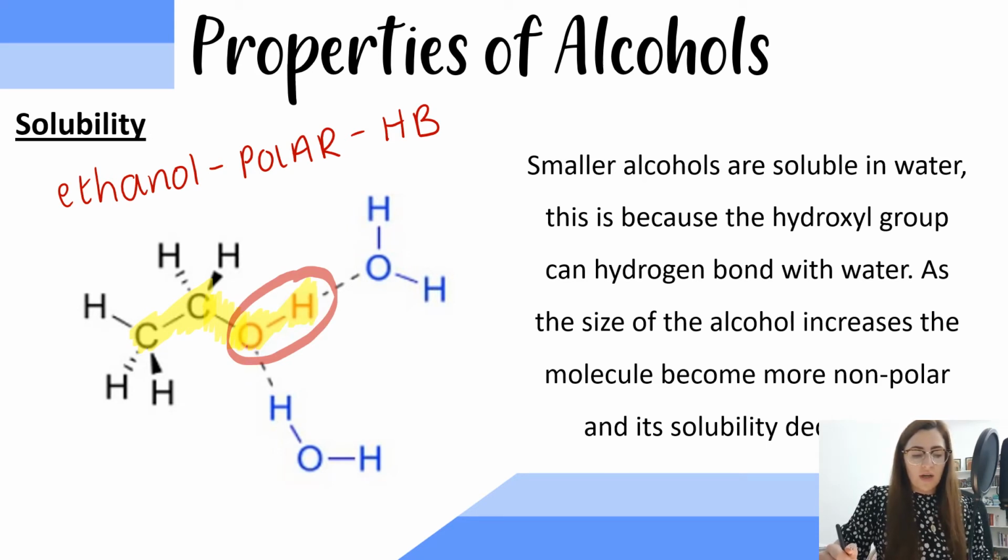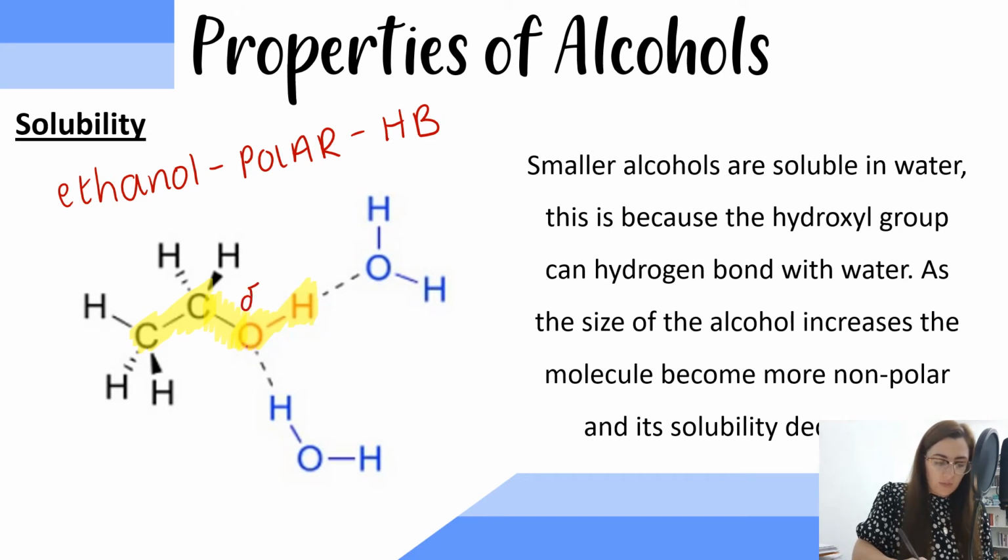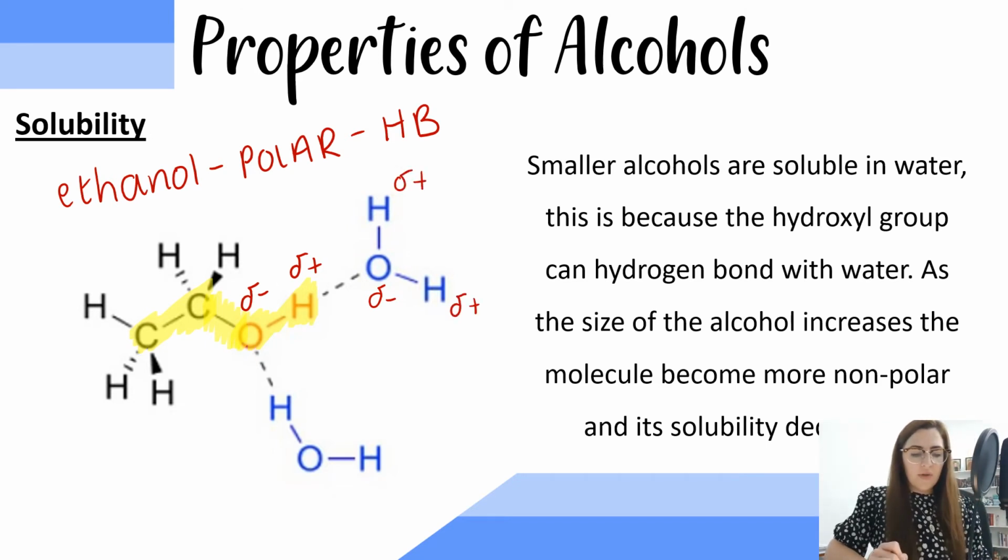So if you are trying to figure out if ethanol is soluble in water, we know that it absolutely is, because we know that in this hydroxyl group, the oxygen is delta negative and the hydrogen is delta positive, and in a water molecule, our oxygen is delta negative and our hydrogen is delta positive. So the positive hydrogen of our alcohol will be hydrogen bonding to the negative oxygen of the water. And because like dissolves like, we know that smaller alcohols will be soluble in water.